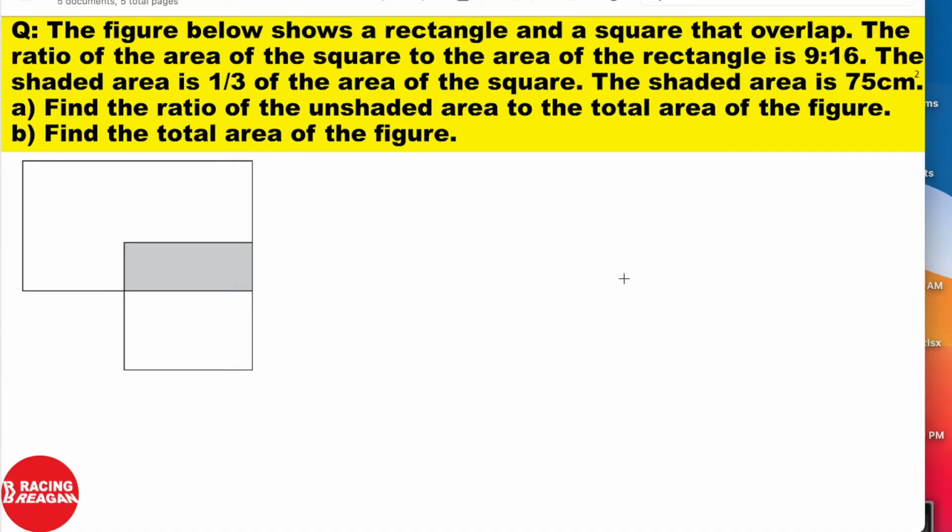Okay, so now I'm going to read you the question. The figure below shows a rectangle and a square that overlap. The ratio of the area of the square to the area of the rectangle is 9:16. The shaded area is 1/3 of the area of the square. The shaded area is 75 cm squared. A. Find the ratio of the unshaded area to the total area of the figure. B. Find the total area of the figure.